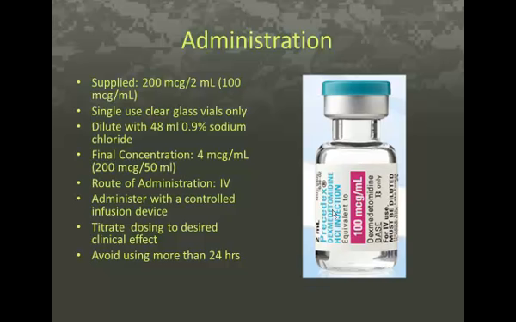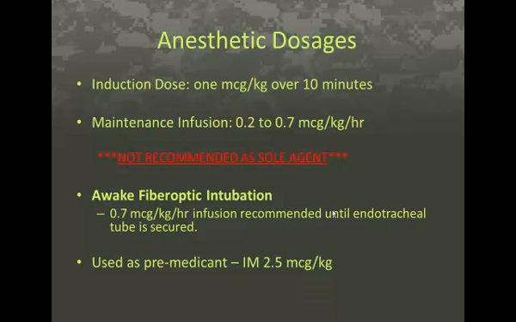Precedex is supplied in a 2 ml single-use clear vial at a concentration of 100 micrograms per milliliter. Before use, it should be diluted with 48 milliliters of 0.9% sodium chloride, for a final concentration of 4 micrograms per milliliter. Precedex is administered intravenously with a controlled infusion device. The induction dose of Precedex is 1 microgram per kilogram over 10 minutes, followed by a maintenance infusion of 0.2 to 0.7 micrograms per kilogram per hour.